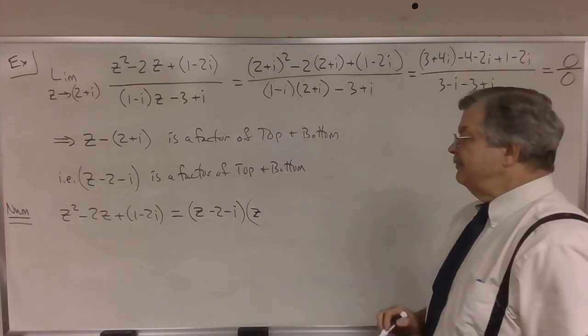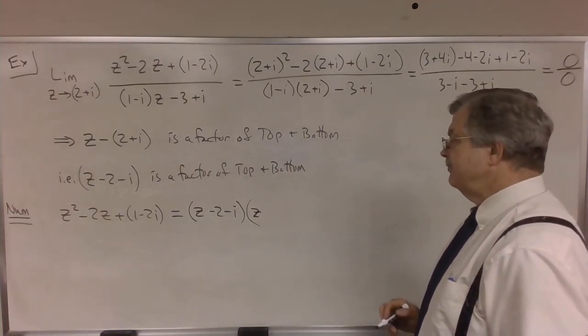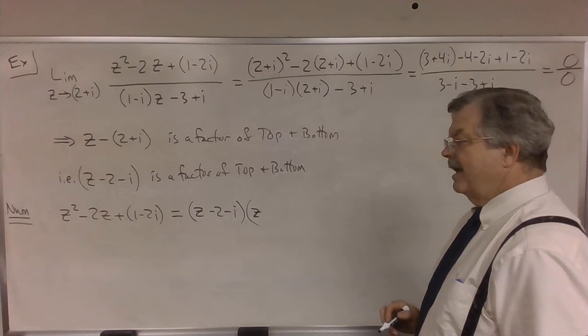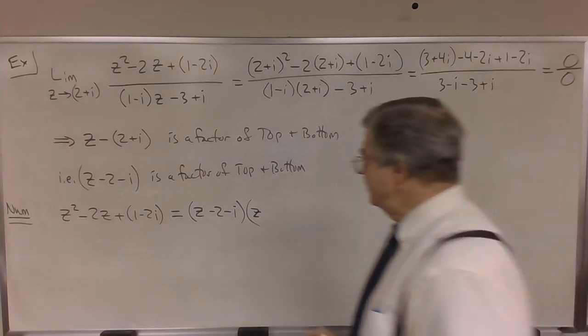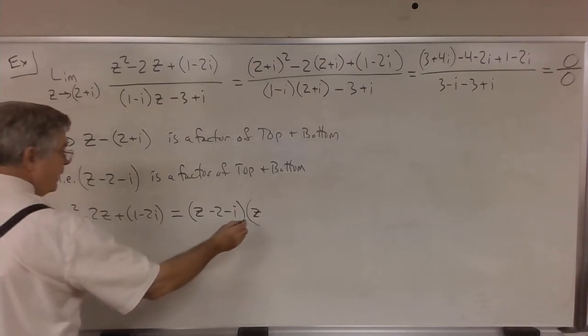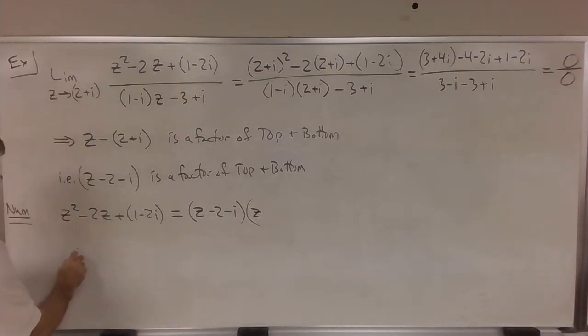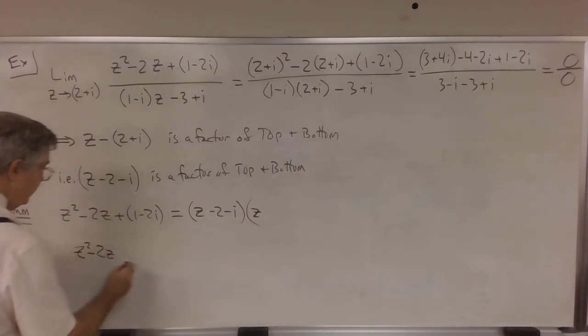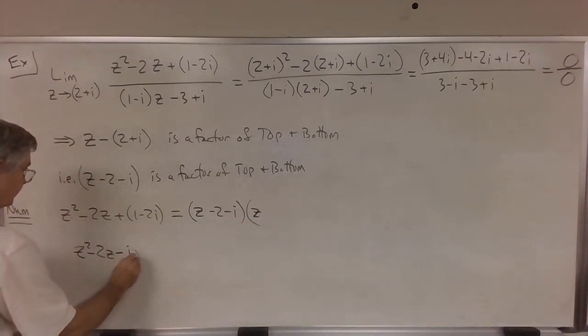And what else do I see? I don't know. I better crank some of this out. I have z here. z times z is z squared, which is what I want. z times negative 2 is negative 2z. z times negative i is negative iz.